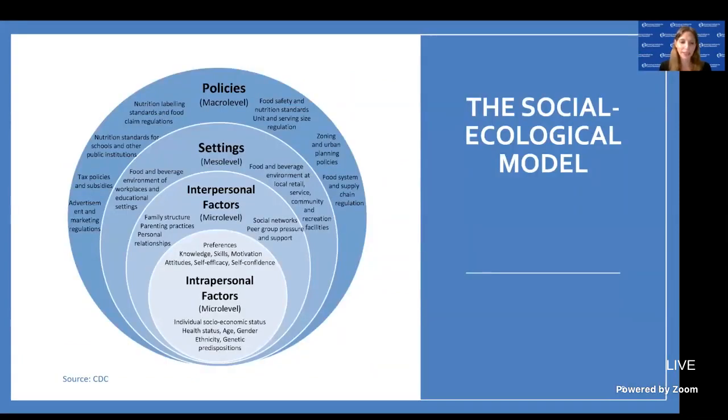So this is the CDC's social ecological model as it relates to nutrition and diet quality. I'm not going to go through all of the details here, but I will highlight that there are four layers of the model. They range from micro level factors to macro level factors. So micro being more downstream, interpersonal factors, and macro level factors being more upstream, focused on public policy. And while much of AICR's work to educate the public and healthcare providers is focused on those more interpersonal factors, the public policy work that we're engaged in is more upstream at the macro level.